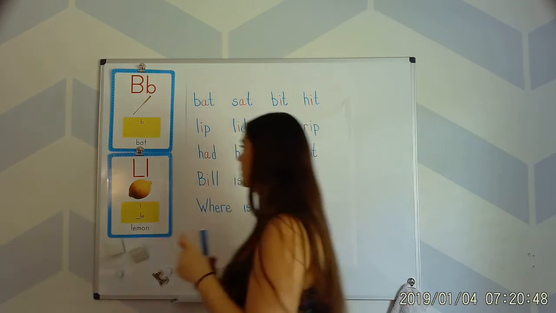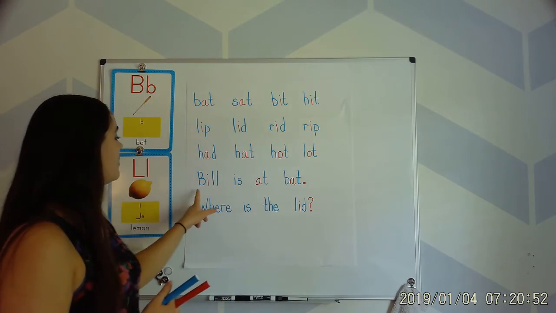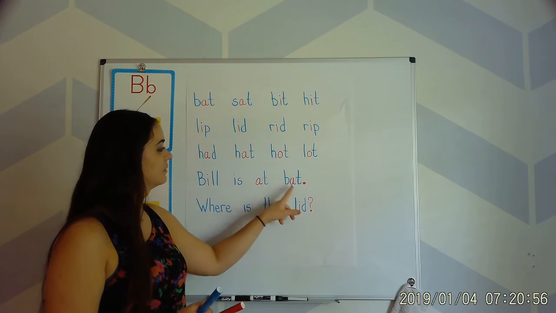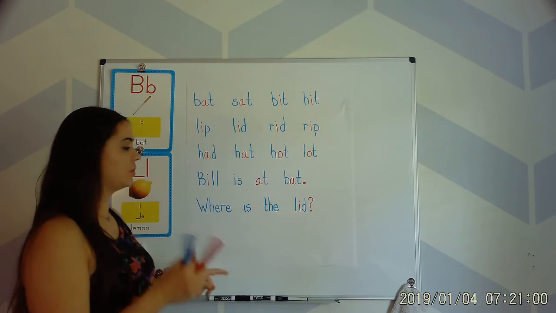All right, so let's read our sentences. Bill is at bat. Your turn. Thank you. All right. Where is the lid? Your turn.